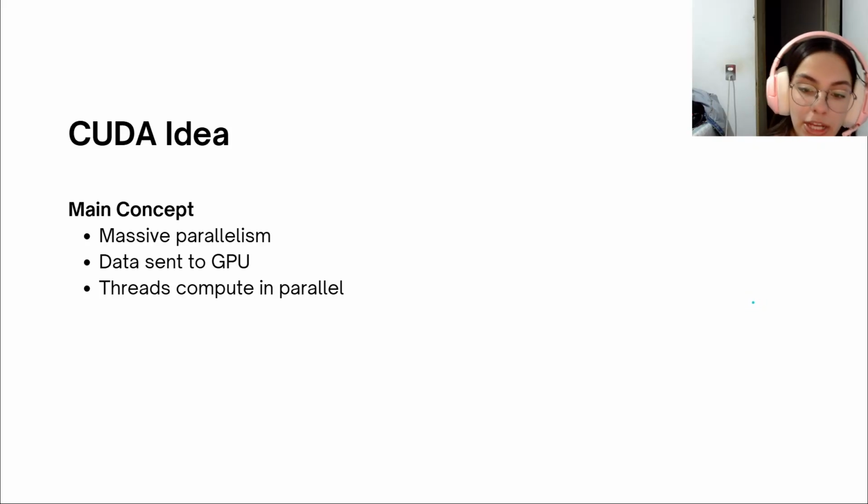So the main idea behind CUDA is to exploit the parallel power of GPUs. Data must be transferred from the CPU to the GPU before computation, once the GPU threads execute in parallel. This model can achieve very high performance, but it is more difficult to program and requires specialized hardware.